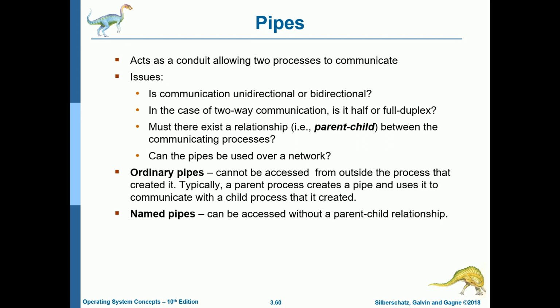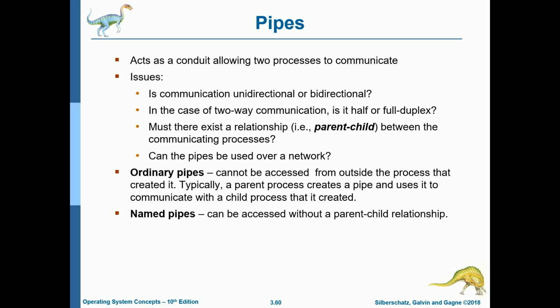Now, there are a lot of implementations of this inter-process communication. One very common one is called pipes. Pipes act as a conduit that allows two processes to communicate. The issues that we discover with this: is the communication unidirectional or bidirectional? In the case of two-way communication, is it half or full duplex? Must there exist a relationship, like parent and child, between the communicating processes? And can pipes be used over a network?